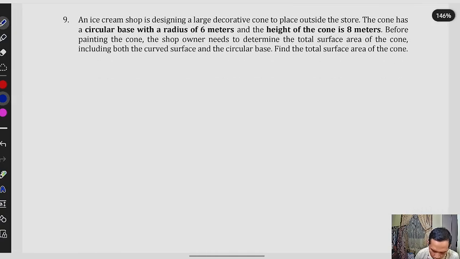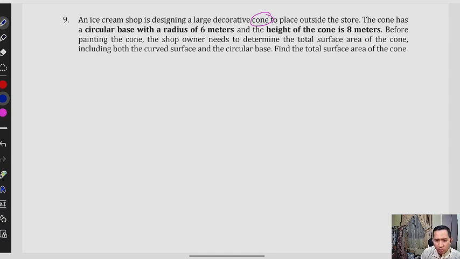All right, the ice cream shop is designing a large decorative cone to place outside the store. The cone has a circular base. So the shape we know first is a cone. Imagine the cone first. The cone has a circular base with a radius of 6. Every time you have a question like this, try to draw it. Sketch it first so the picture will be easier for you to see the location of the radius, and you put it there, 6 meters and so on.